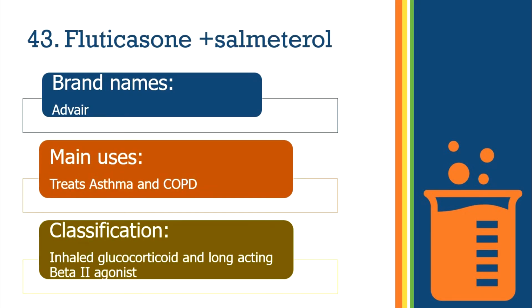Now this one is a combination drug of fluticasone and salmeterol. The brand name is Advair. It is mainly used to treat asthma and chronic obstructive pulmonary disease. Now, since this is a combination drug, it's going to be classified as inhaled glucocorticoid and a long-acting beta-2 agonist.